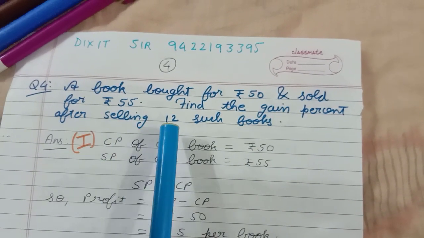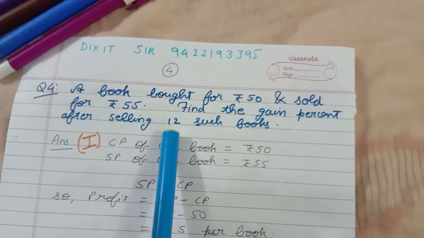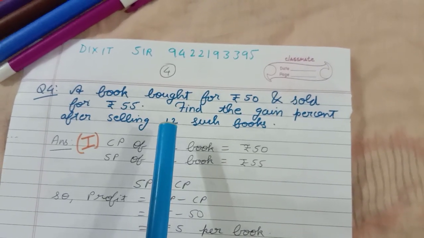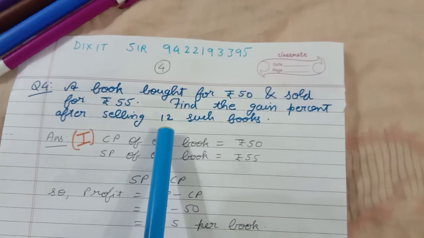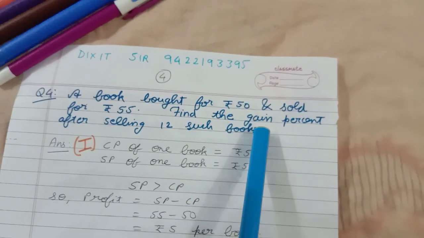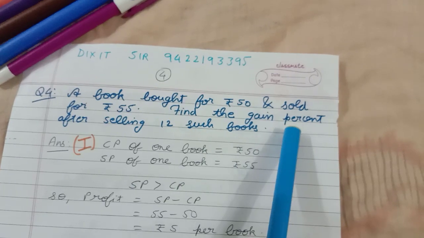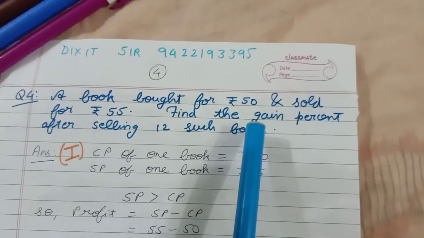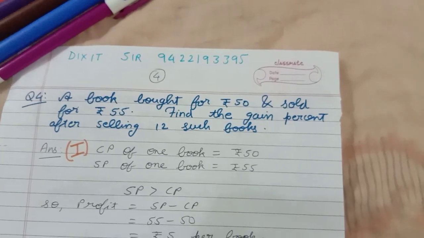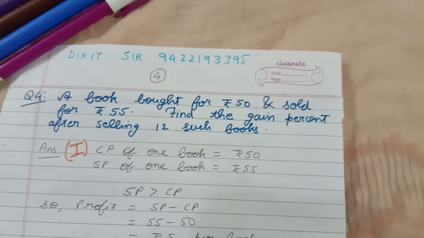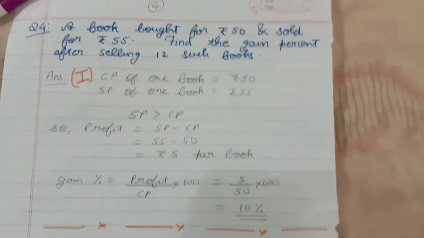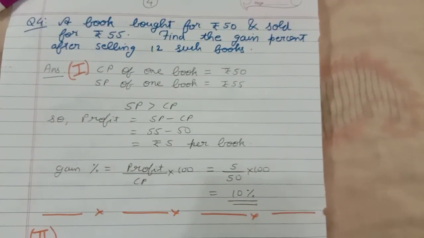This fellow sells 12 such books, and if some other person sells 15 such books, or some other sells 50 of such books, the gain percent will not change. That means, if you buy and sell one article or hundreds of articles, your gain percent will be the same, but the amount of gain will change.